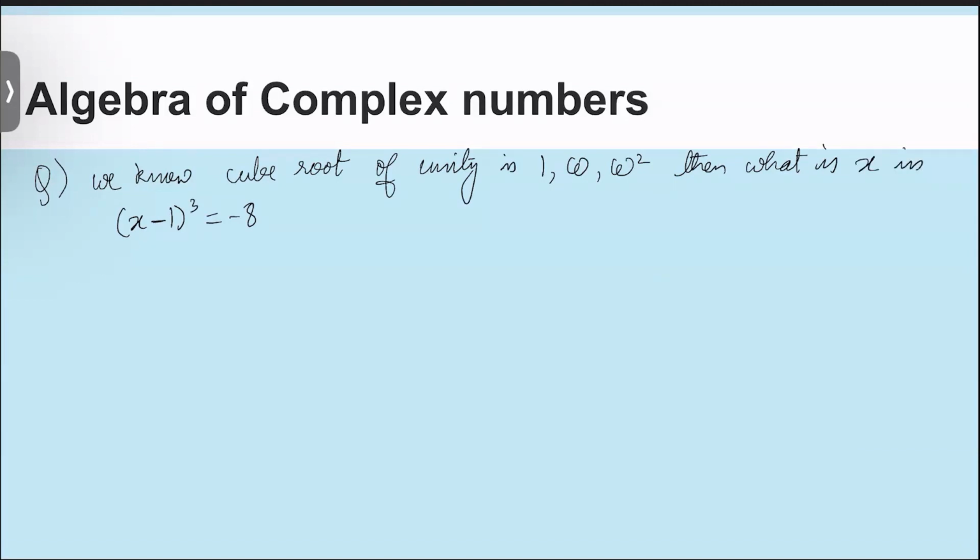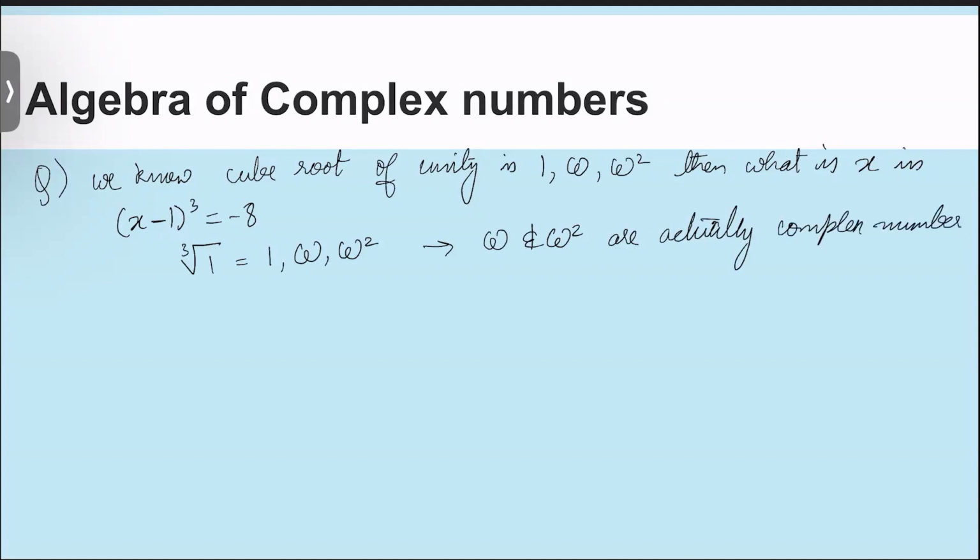Okay, so we know that cube roots of 1 are 1, omega and omega square. Over here, omega and omega square are actually complex numbers. We are not going into the proof of this for now, so I'm skipping the proof part of it. Okay, so x minus 1 whole cube is -8.